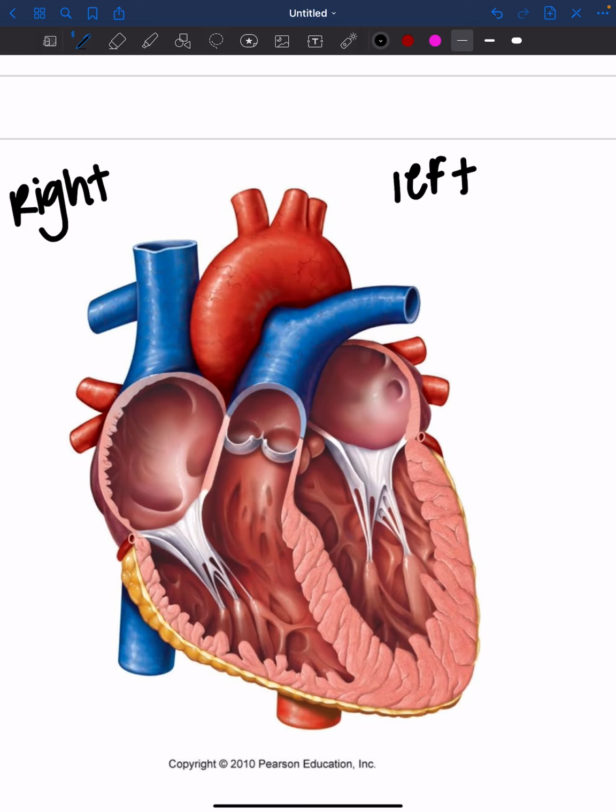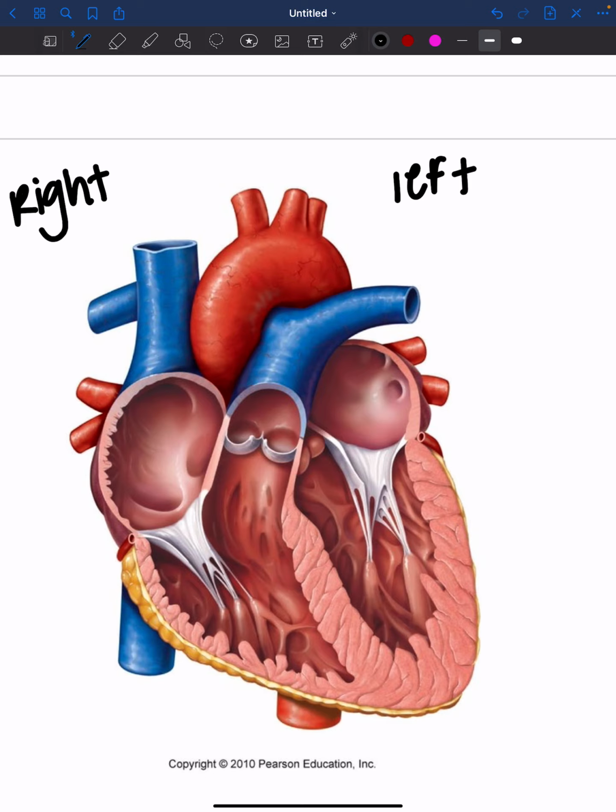All right? So the next thing is we're going to label it. I'm going to abbreviate the labels, but I'm going to say the full name for you guys. You can find this picture online. It's probably in your textbook or something similar to that.